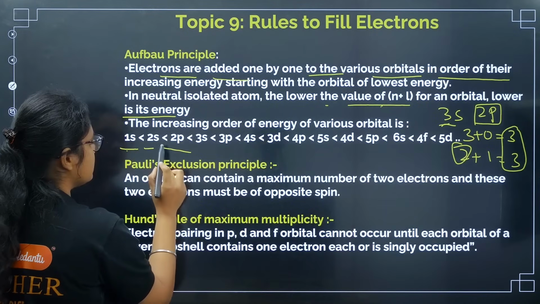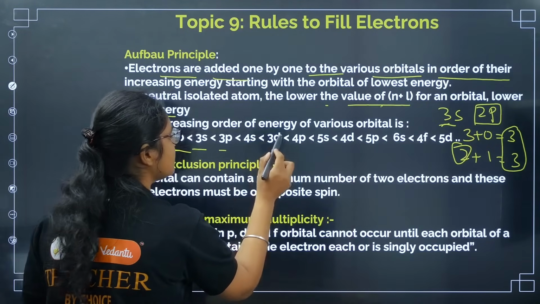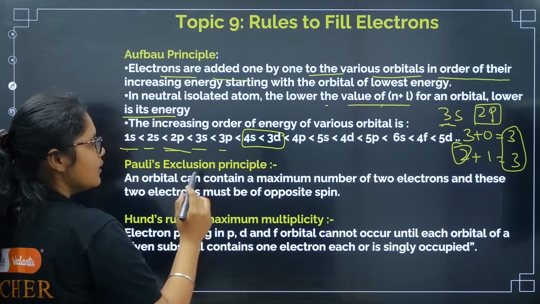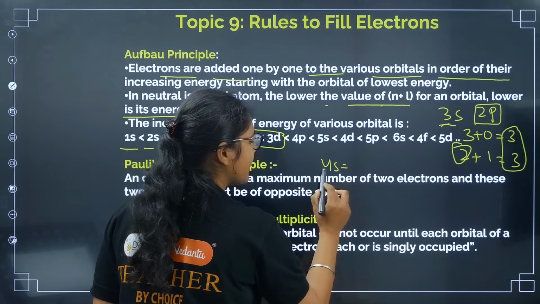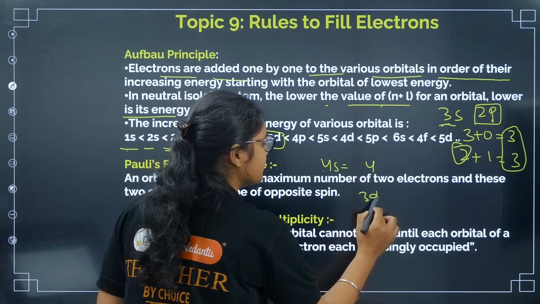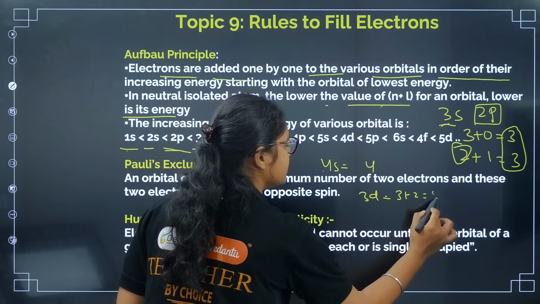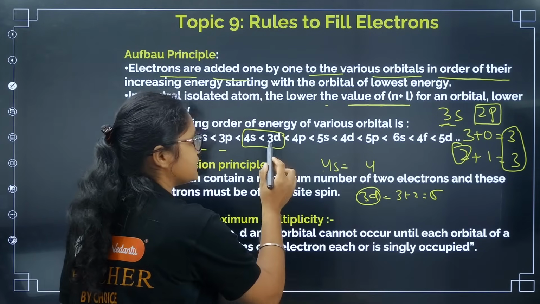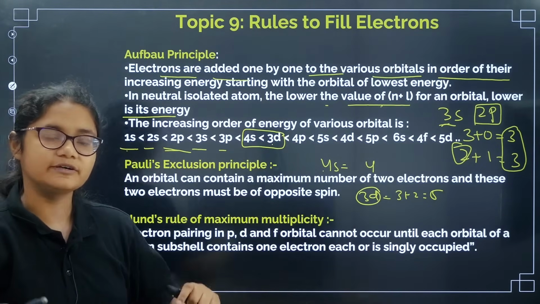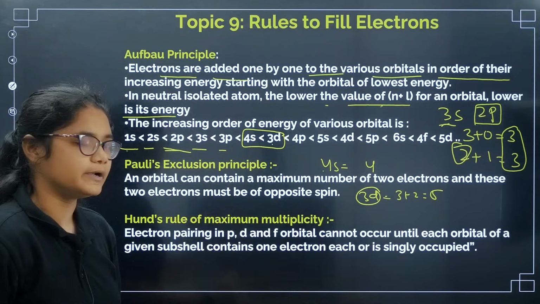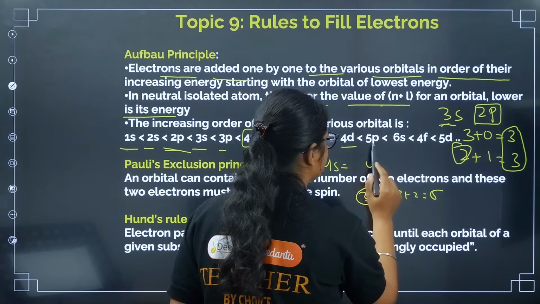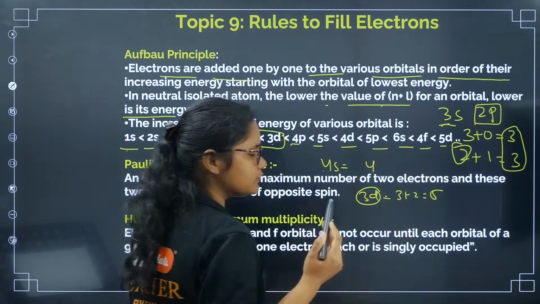So first 1s, then 2s, then 2p, 3s, 3p, 4s and 3d. This one you can check. 4s value is 4 plus 0, 4, 3d is 3 plus 2, that is 5, right? So this value is coming higher, that is why its energy is higher, and first 4s will be filled, then 3d will be filled. Similarly, 4p, 5s, 4d, 5p, 6s, 4f, 5d. This rule you should know.